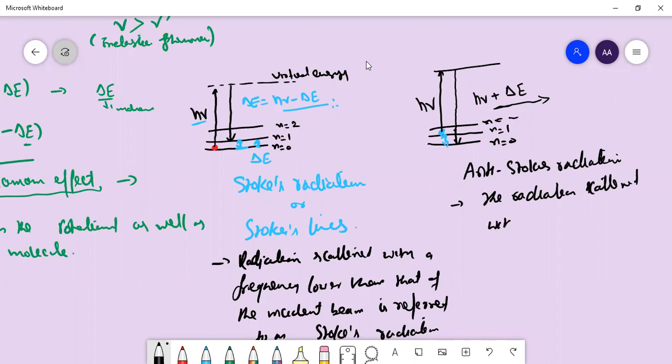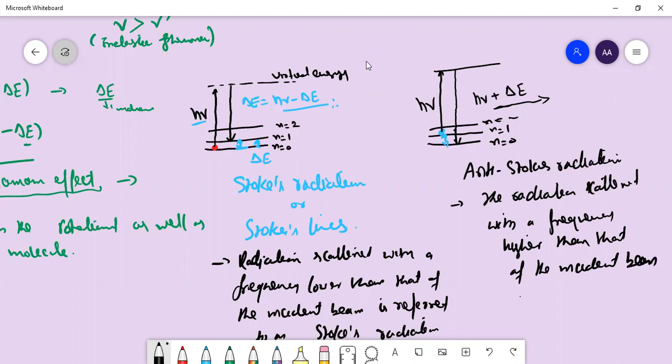The radiation scattered with a frequency higher than that of the incident beam or radiation is known as anti-Stokes line or radiation. So in case of anti-Stokes radiation, what happens here is that the radiations are absorbing a certain amount of energy from our molecules. So this is what we mean by scattered Stokes and anti-Stokes radiation.